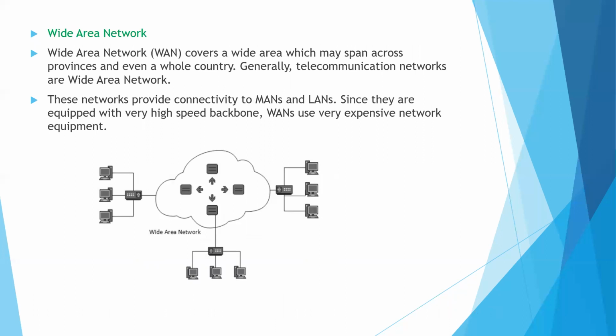Wide area network, or WAN, covers a wide area which may span across provinces and even a whole country. Generally, telecommunication networks are wide area networks. These networks provide connectivity to MANs and LANs. Since they are equipped with very high-speed backbone, WANs use very expensive network equipment.